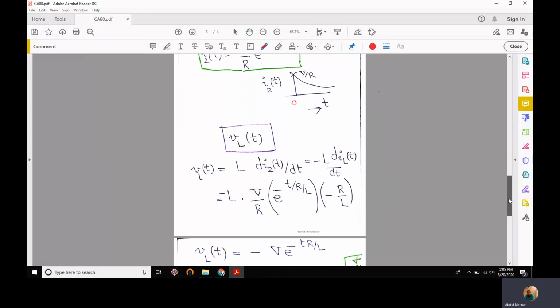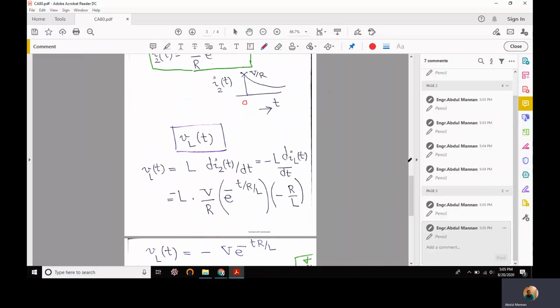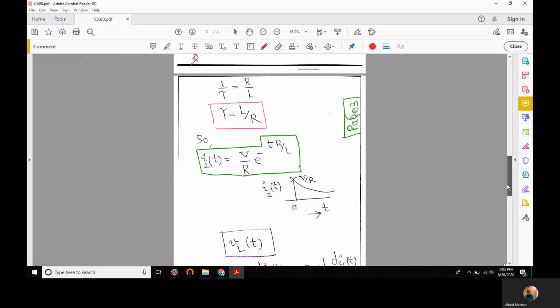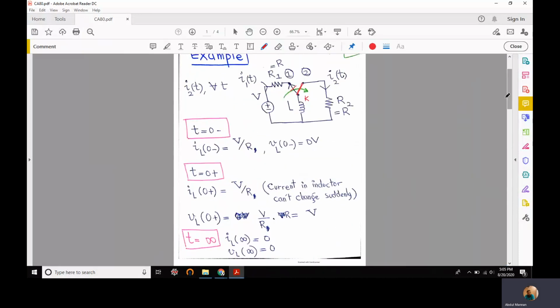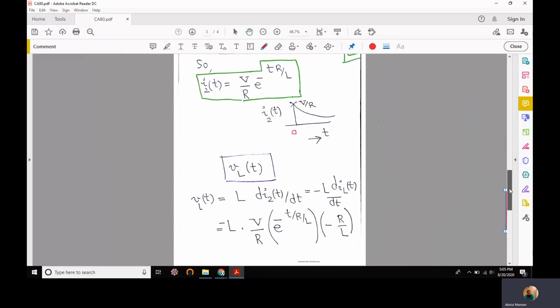And then the last thing of this lecture is to compute V sub L of t, the voltage drop across the inductor. V sub L of t can be computed as L times the time derivative of the current flowing through it. The current flowing through this is di2(t) by dt, and the current flowing through it can also be written as I sub L, but I sub L has a direction opposite to i2.